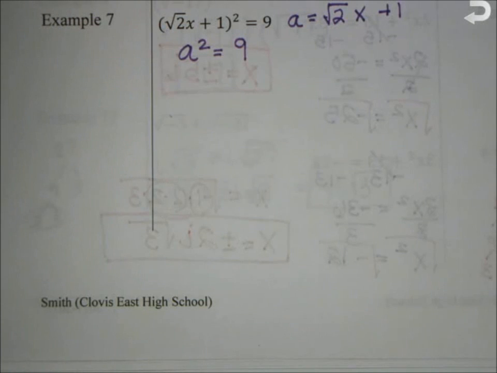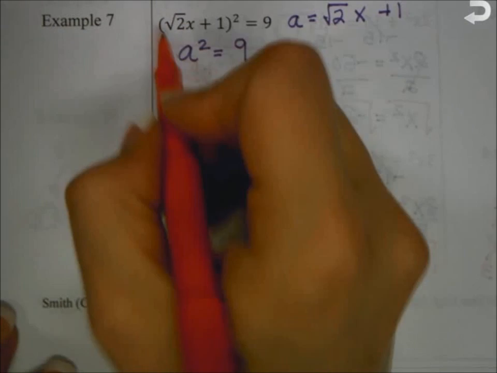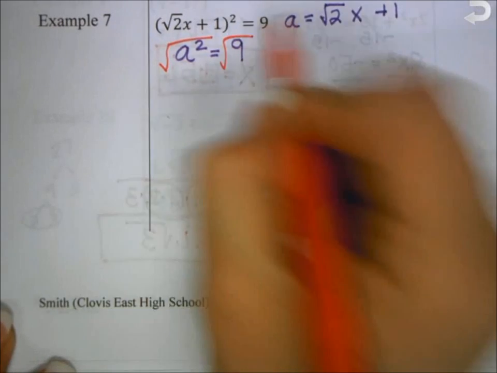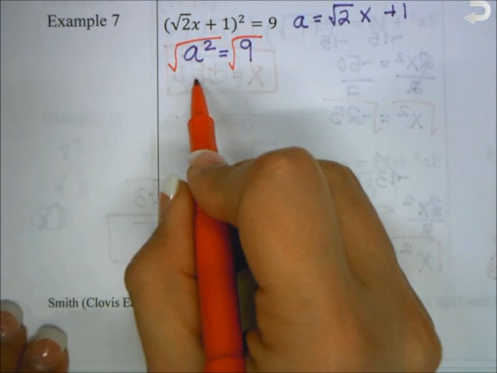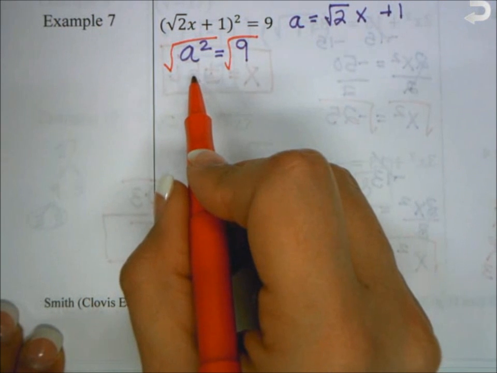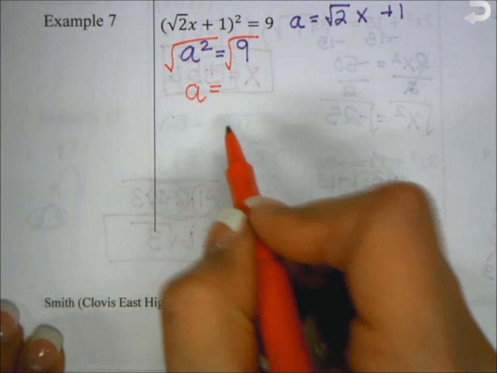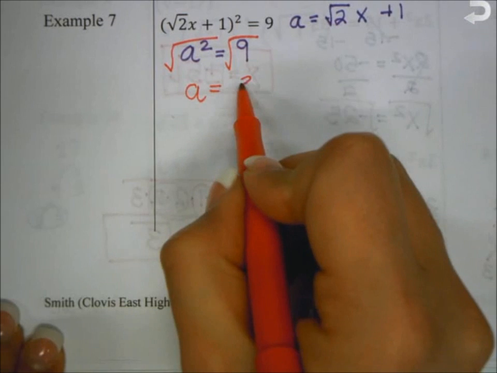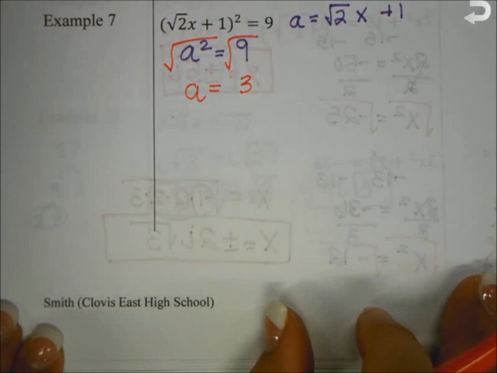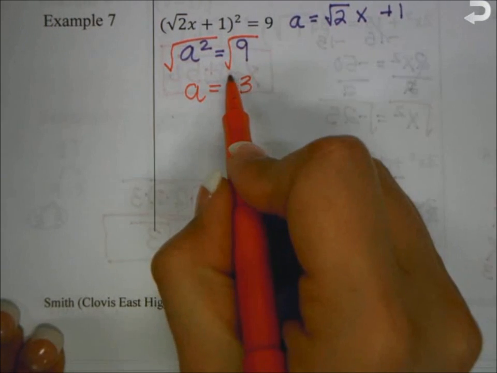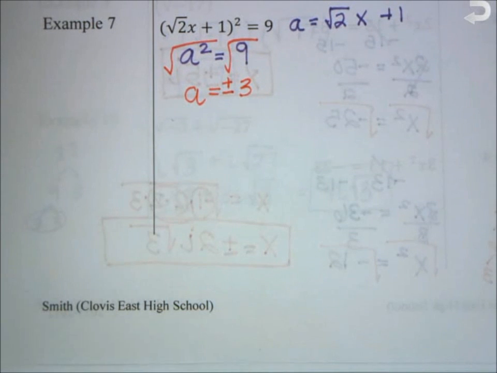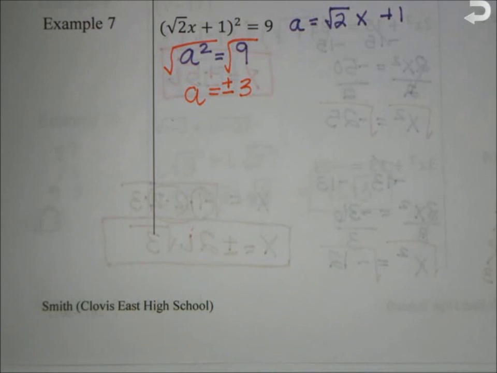A equals? 3. Just positive 3? No, it's plus or minus. Good, it's plus or minus 3. Okay, so I'm done, right? No, Sophia, what do I have to do? Plug the A back in. So we would get square root of 2x plus 1 equals plus or minus 3, sorry.